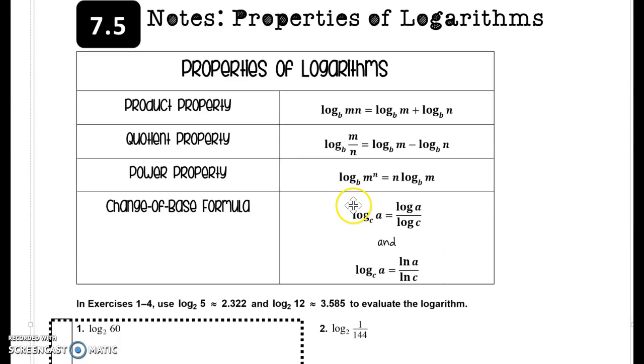So once again, this side right here, you can't put in the calculator, but if you change the base to log base 10, you do it this way, and this you can put in the calculator. You change this to natural log, and this you can put in the calculator. So let's practice using some of those properties.